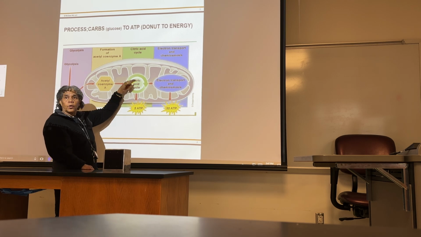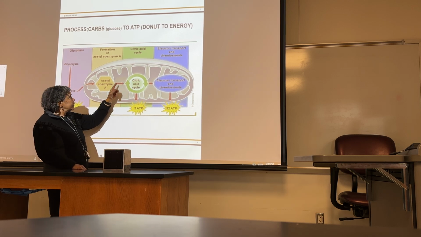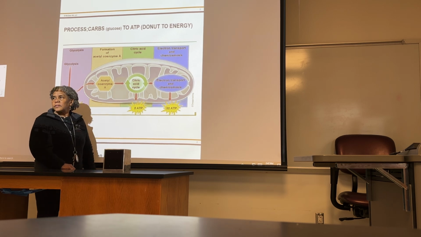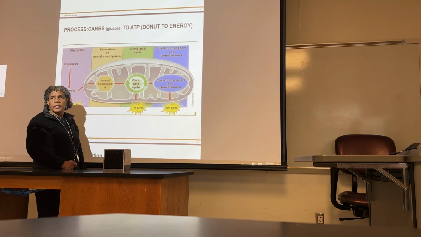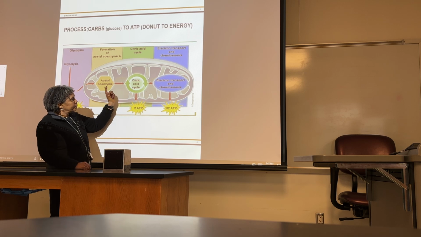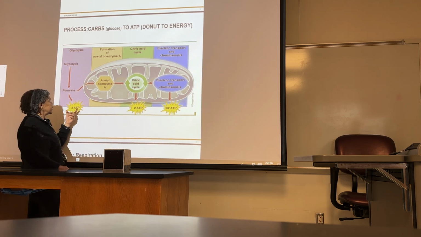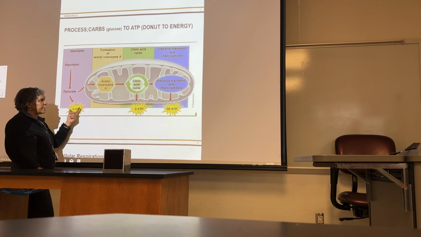But I do want you to know what goes in. It goes in as an acetyl group that binds to oxaloacetate, and then it becomes citrate. That's why they call it the citric acid cycle. In my day, we called it the Krebs cycle. Anyway, I want you to know there's 2 ATPs right here.